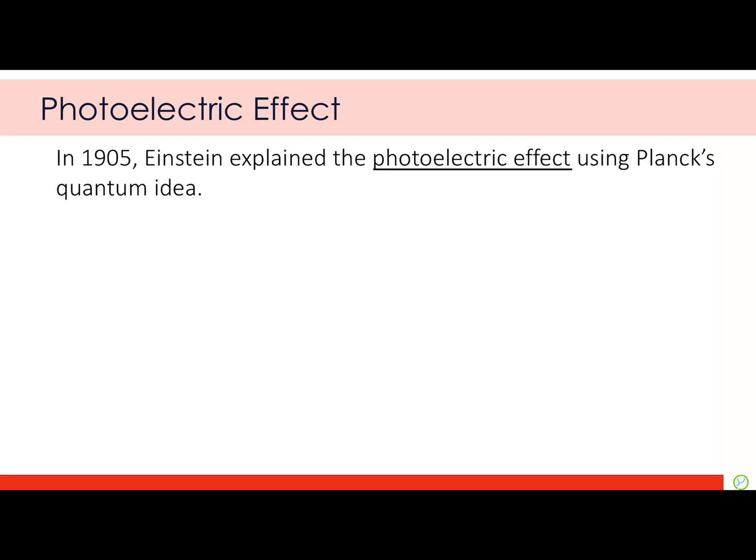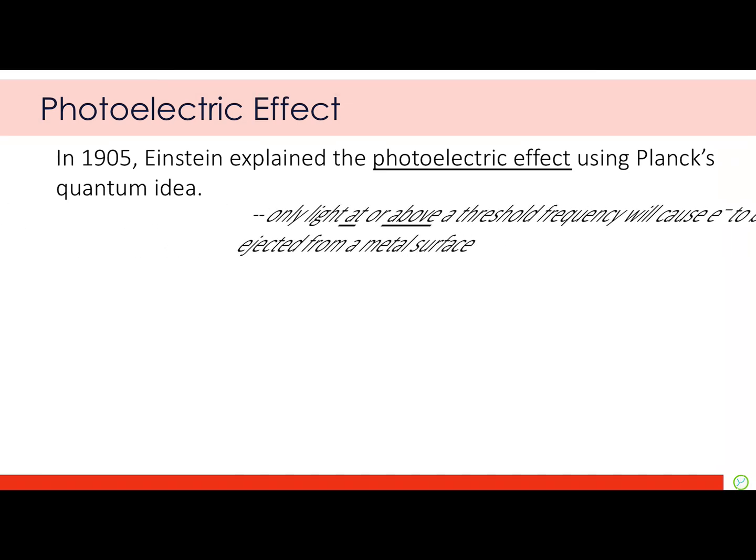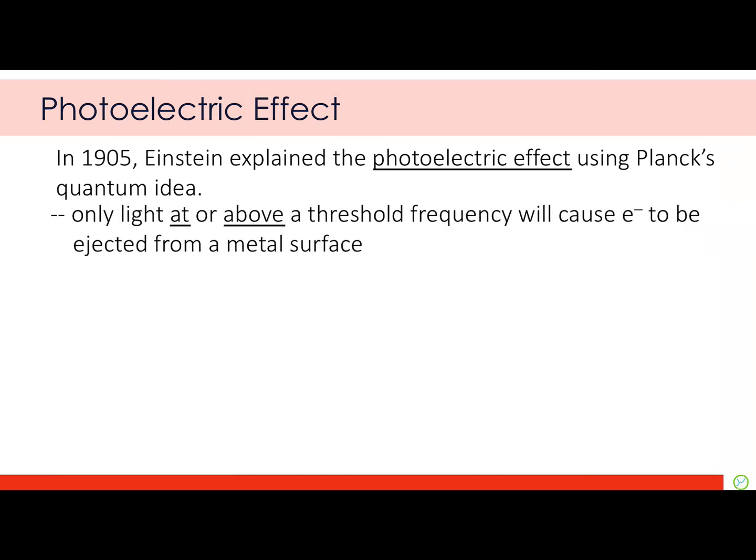So basically the photoelectric effect was used back in the early 1900s. Einstein explained it using Planck's quantum idea, that only light at or above a threshold frequency will cause electrons to be ejected. They found that if they shone light on a metal surface, they could do it all day and nothing would happen. But once that light got to a certain threshold frequency, electrons could be ejected from a metal surface.